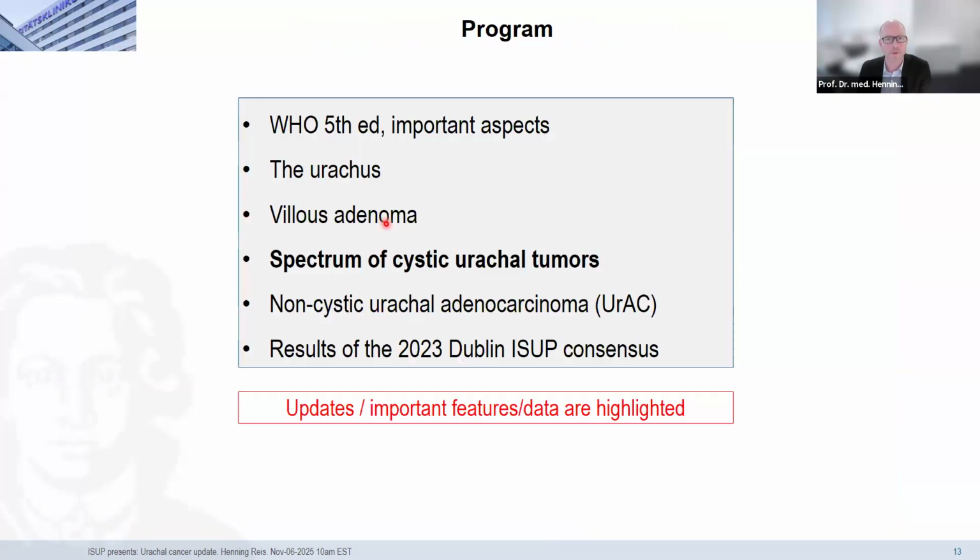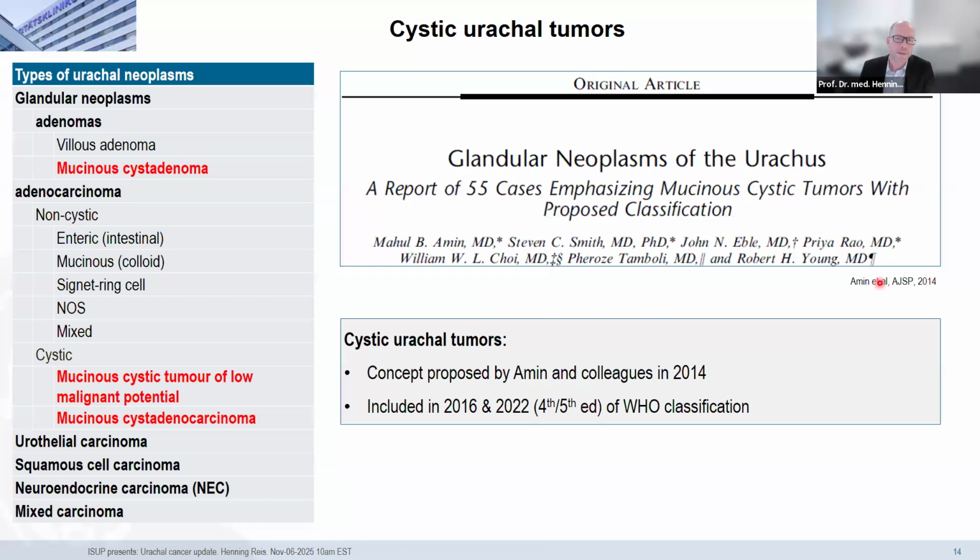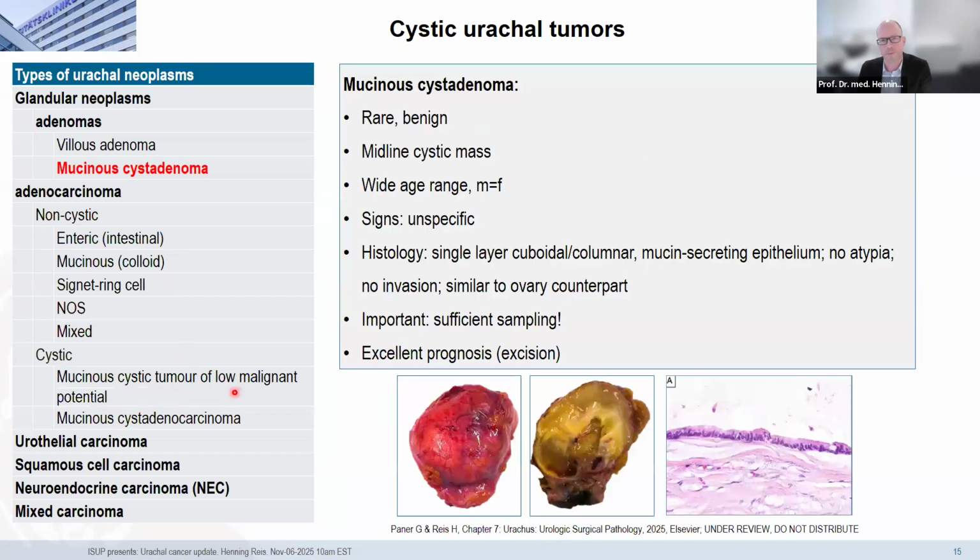So coming to the spectrum of cystic urachal tumors. The seminal paper in this area was published by Amin and colleagues roughly 11 years ago from 55 cases. And it has already been embedded in the WHO classification in 2016, so the 4th edition, and also in the current WHO classification 2022. And the tumors that belong to the spectrum are the mucinous cystadenoma, the mucinous cystic tumor of low malignant potential, and the mucinous cystadenocarcinoma.